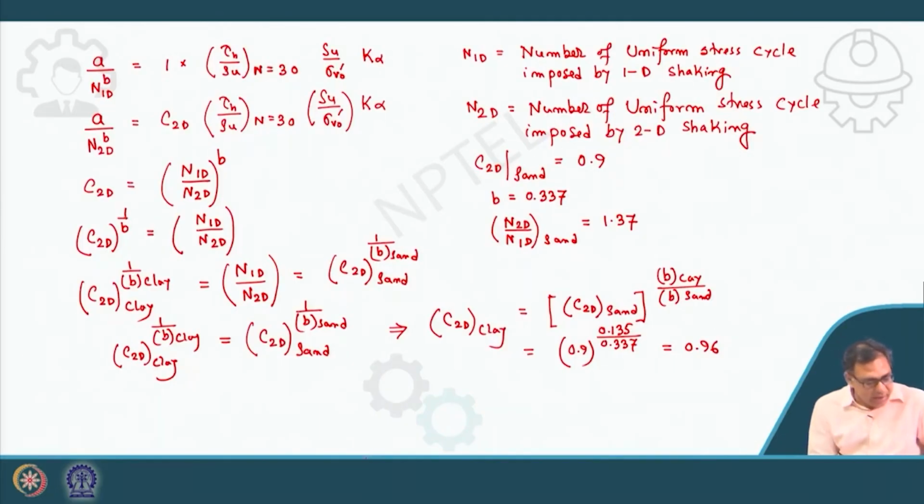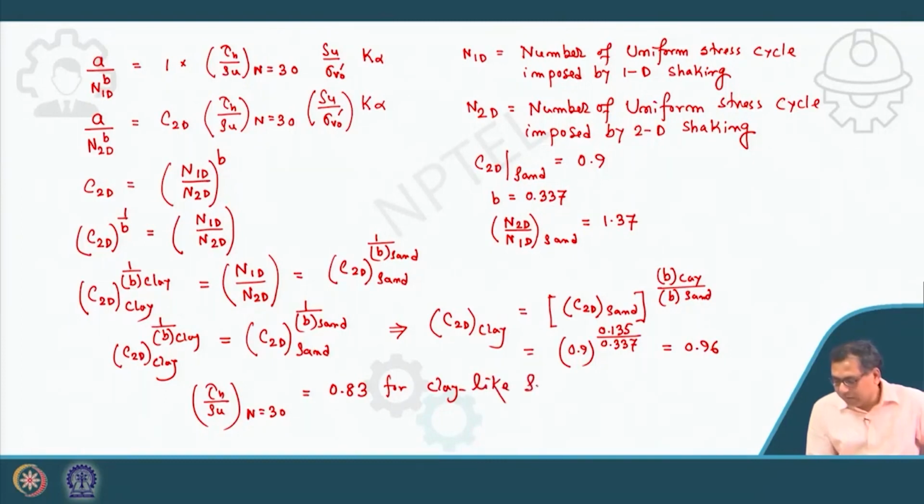So if I use that, I can write tau H divided by SU for N equal to 30 is equal to 0.83 for clay like soil, but with a variation of plus minus 15%. Remember that there is a variation of plus minus 15%, but for this calculation purpose we will take it 0.83.